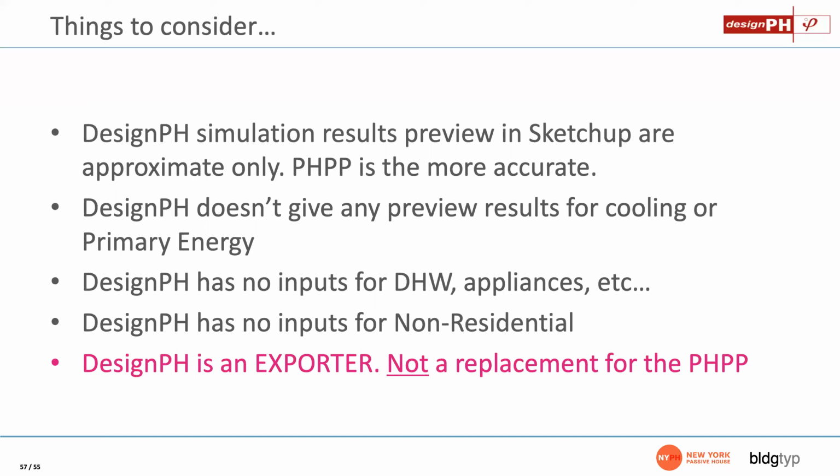Of course, when it comes to things like non-residential applications as well, there's no input whatsoever for non-residential usage patterns. We would have to do that all in PHPP, which obviously has a much more robust non-residential set of worksheets for doing all of our space type allocation and user profiles. So in summary, DesignPH is an exporter. It's a hugely important piece of our workflow, but it's not a replacement for PHPP. It is not a replacement for PHPP. It's just one additional element that helps us do our jobs better and faster.